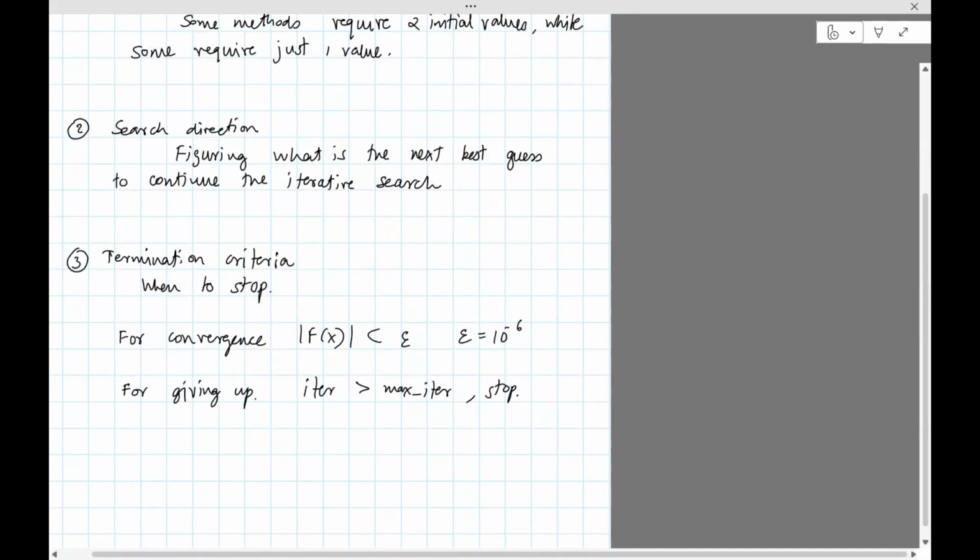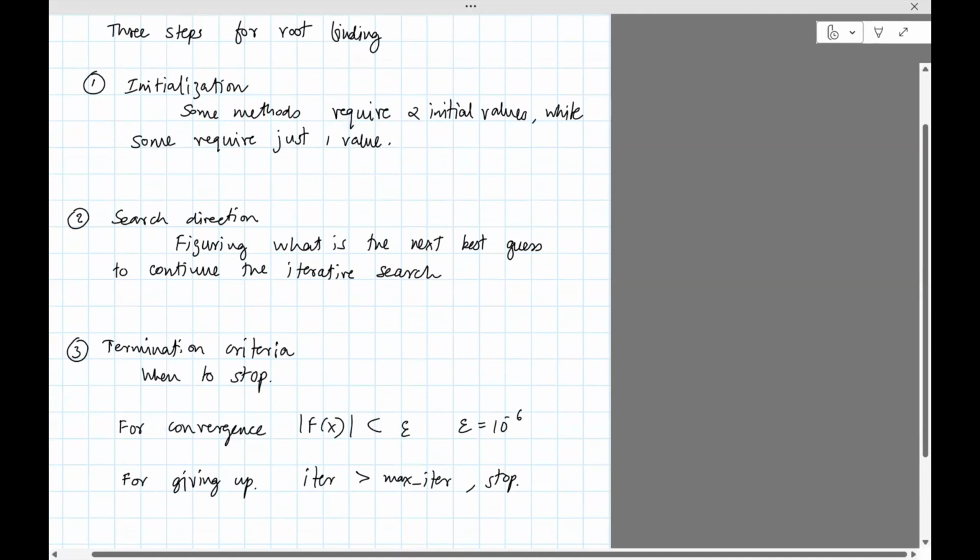Okay, so with those 3 things in mind, let's look at some of the methods. We're just looking at 3 methods to solve for roots. Okay, the first one is called the bisection method.